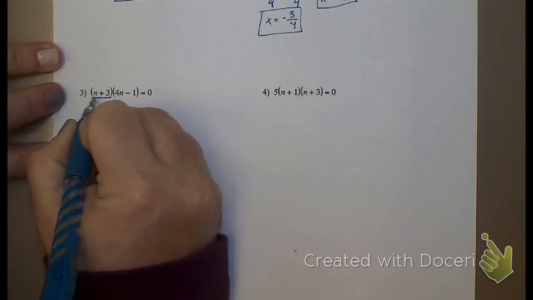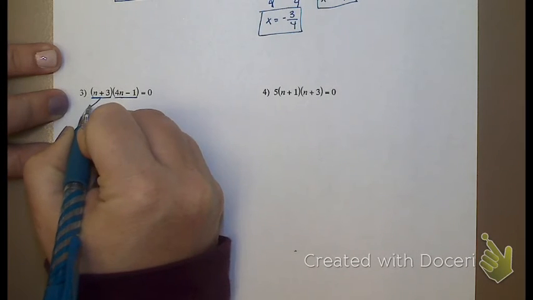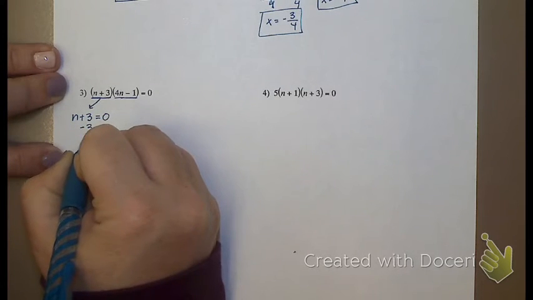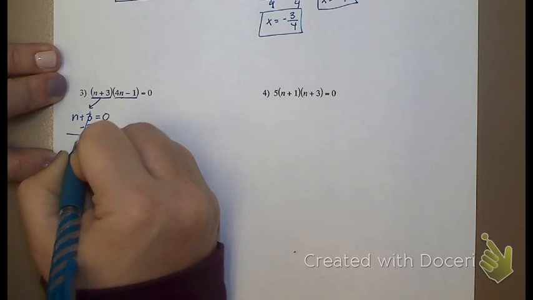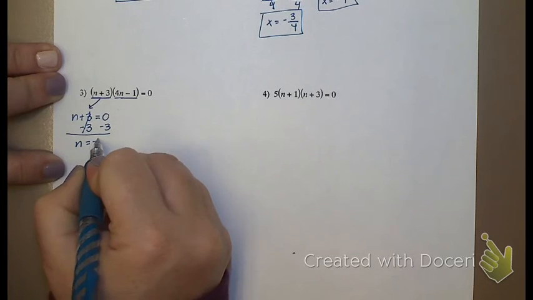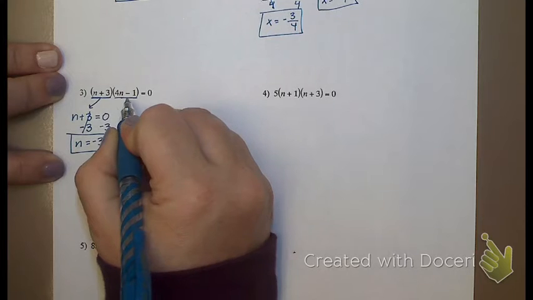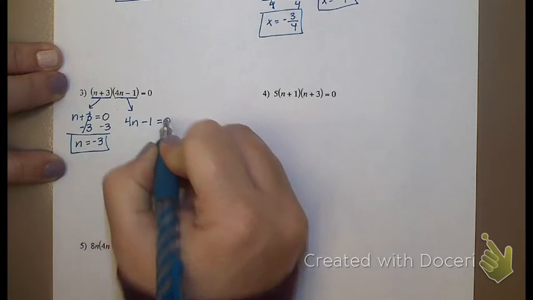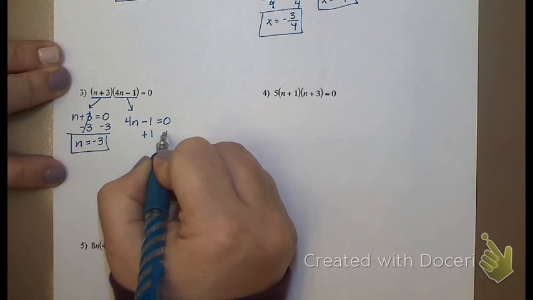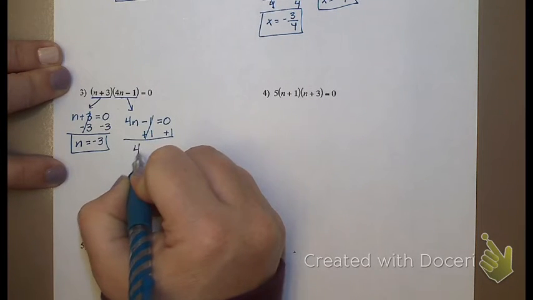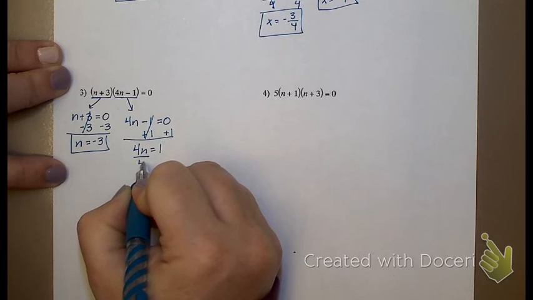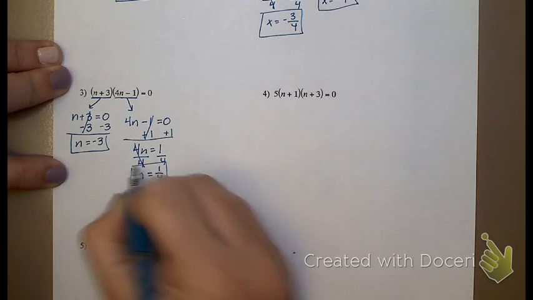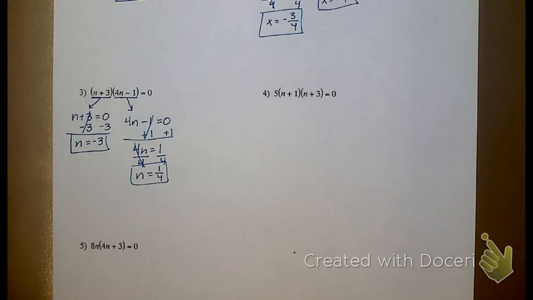So this one has two parts. I'm going to take this part, n plus 3, set it equal to 0, do my solving by subtracting 3. I get n equals -3. Then this guy, 4n minus 1, set it equal to 0, plus 1 plus 1, 4n equals 1, divide by 4, and n equals 1/4. Again, don't go to decimal, leave it as a fraction.